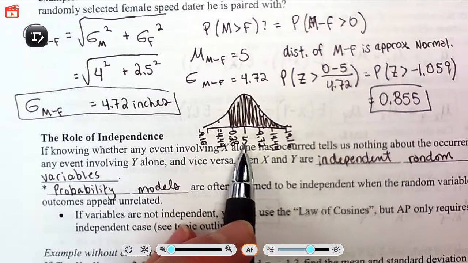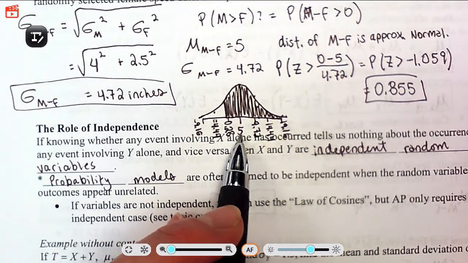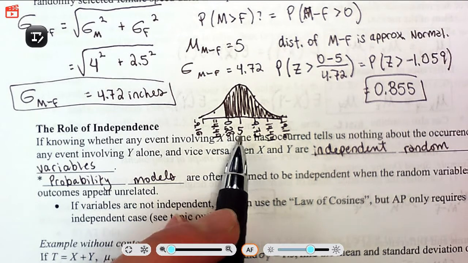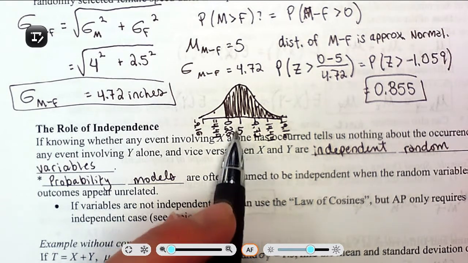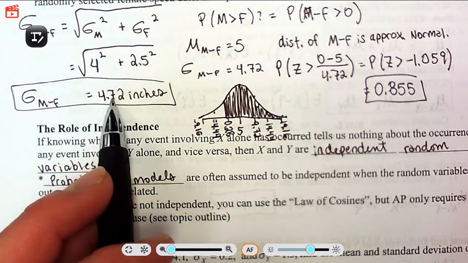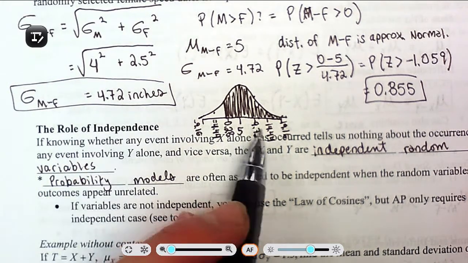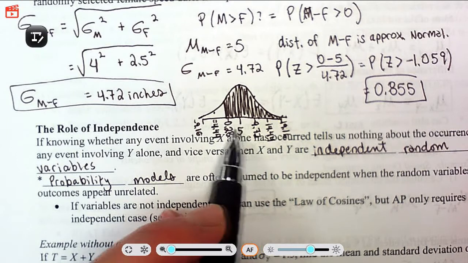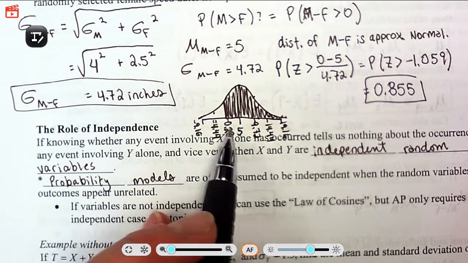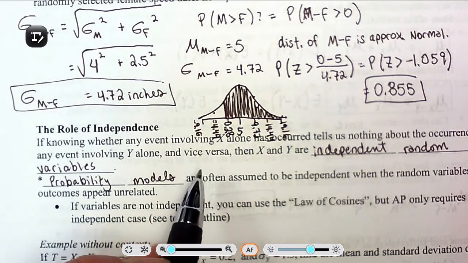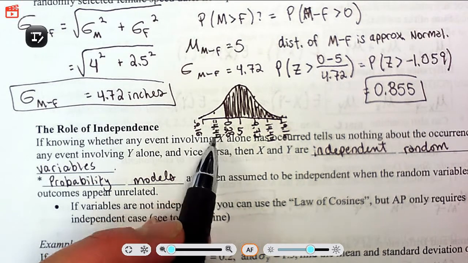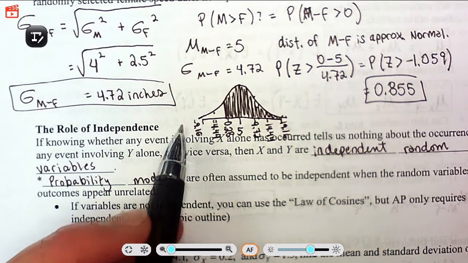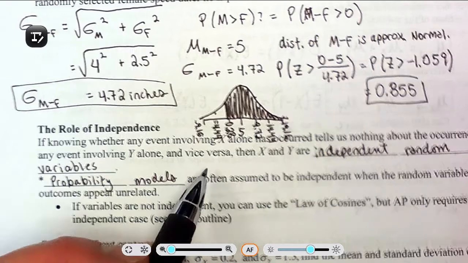So their differences in height had a mean of 5 inches, meaning on average males are 5 inches taller than females, with a standard deviation of 4.72. So we count up by 4.72s and count down by 4.72s, and it's fine that we have negatives down here. This would mean that the female is taller by 4.44 or 9.16 inches.